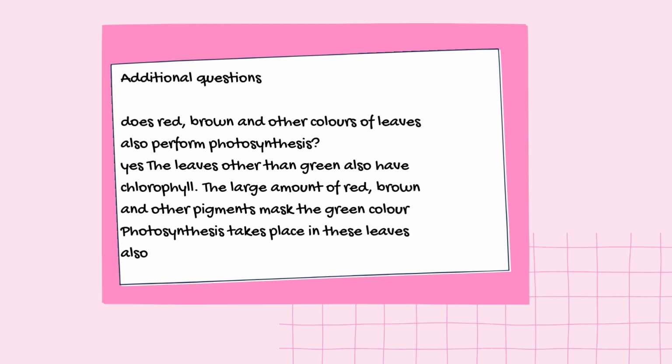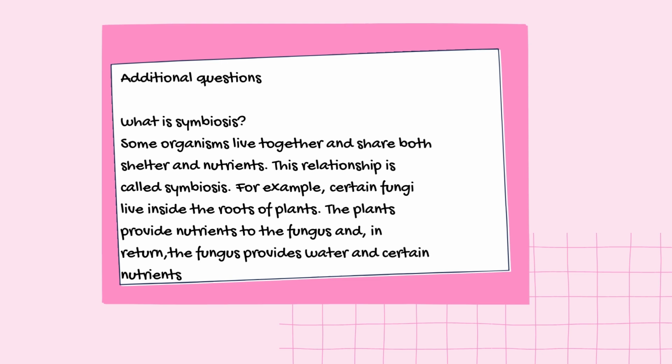What is symbiosis? Some organisms live together and share both shelter and nutrients. This relationship is called symbiosis. For example, certain fungi live inside the roots of plants. The plants provide nutrients to the fungus and, in return, the fungus provides water and certain nutrients.